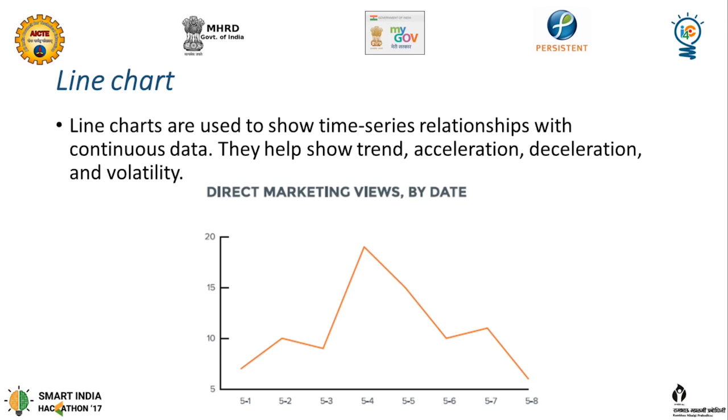Then there is a line chart. Line charts are used to show time series relationships with continuous data. They help show trend, acceleration, deceleration and volatility. A typical example of a line chart is a stock market chart, where stock prices, maybe closing prices, are plotted as a line chart, and people find out the trends out of that line chart to predict the prices of the stocks. So line charts are important from that perspective. Trending basically means the price will go up or go down or whatever.